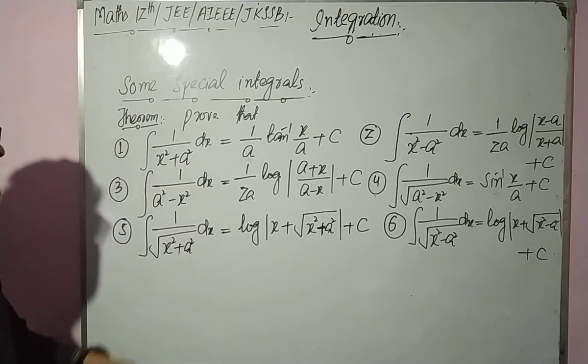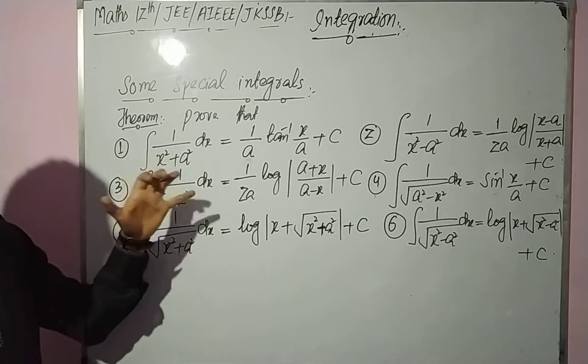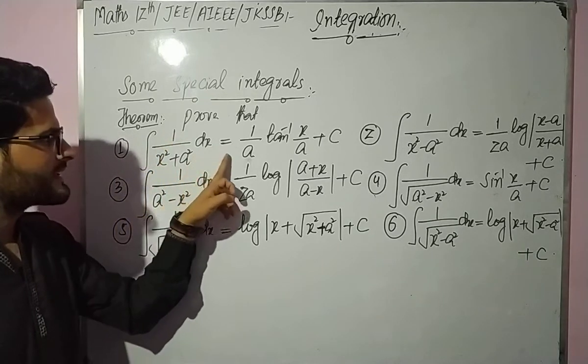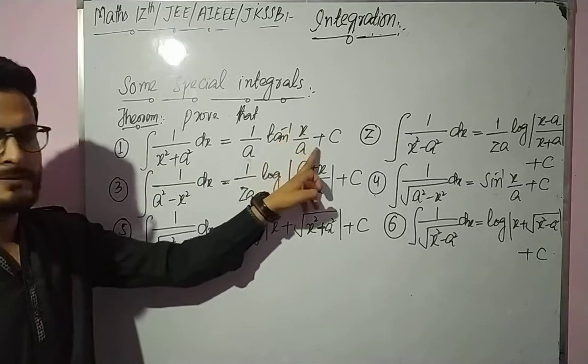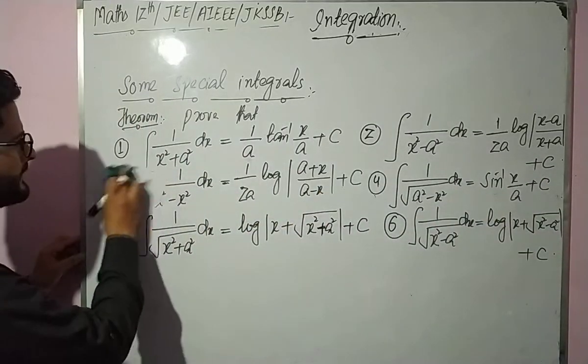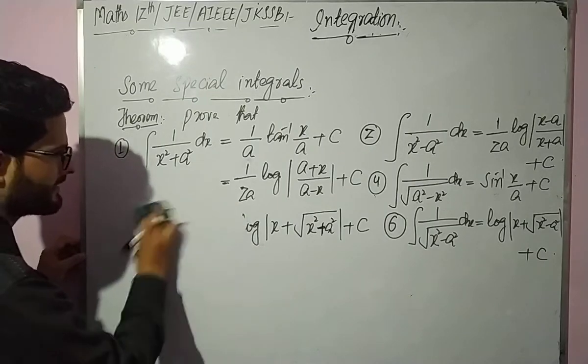So here lies the proof of the first standard integral, and that is 1 divided by x square plus a square dx is 1 by a tan inverse x by a plus c.